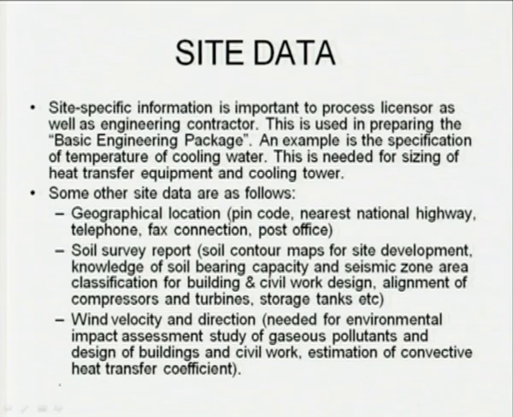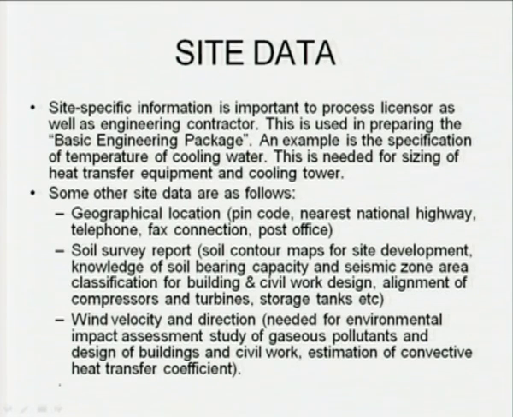Then we also have to gather some site data. Site specific information is important to the process licensor as well as the engineering contractor, because this is used for preparation of the basic engineering package. An example is the specification of the temperature of cooling water. This is needed for sizing of the heat transfer equipment and also the cooling tower. Then another is temperature, humidity, etc.